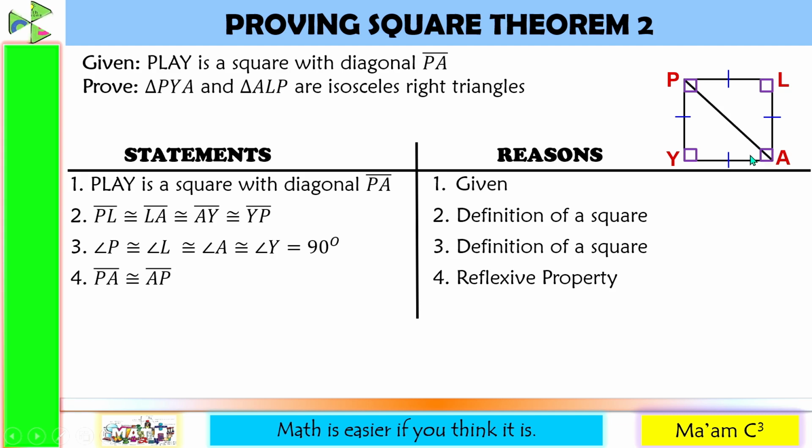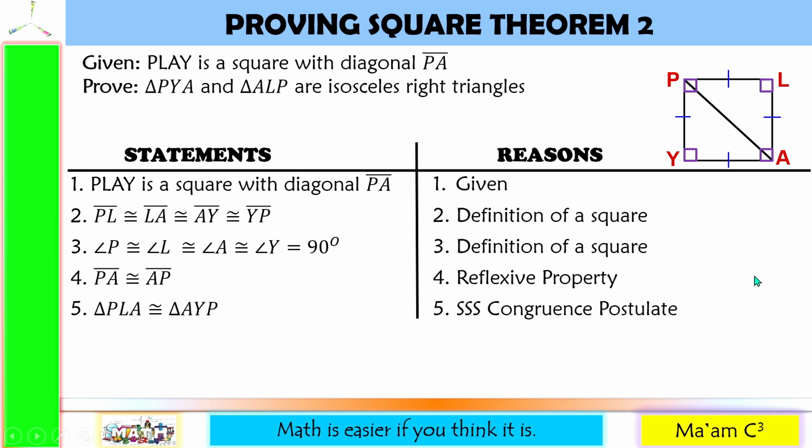And with that, we can now say that triangle PLA is congruent with triangle AYP. That is because of the SSS congruence postulate. So we were able to prove that the two triangles are isosceles because two sides are congruent, and it is right because the angle is 90 degrees.